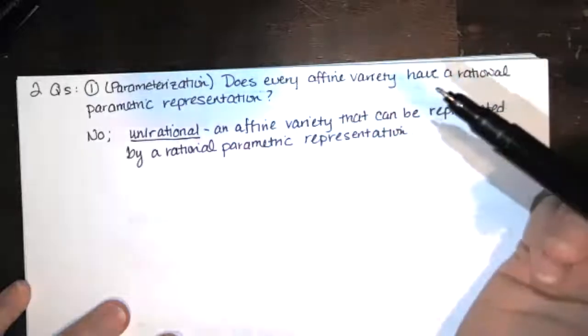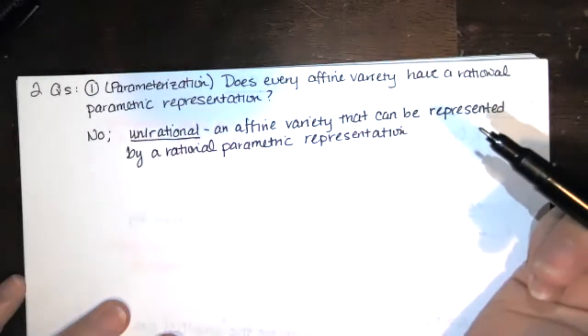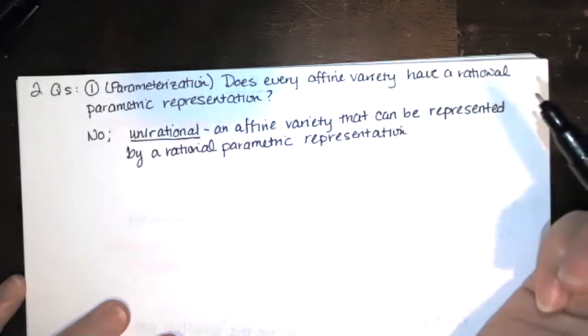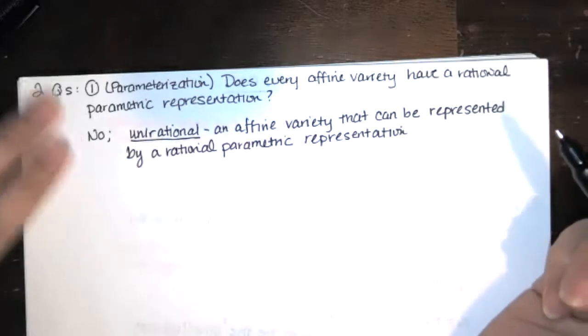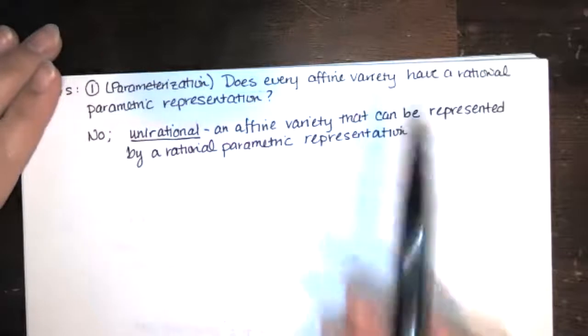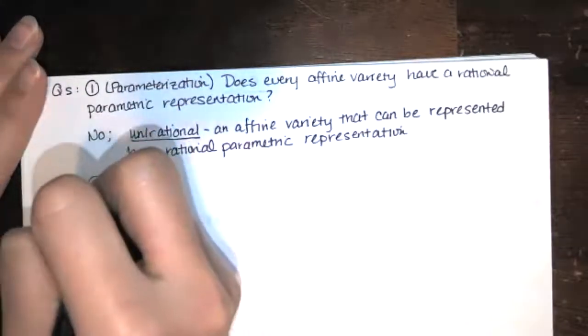So no, not every affine variety has a rational parametric representation. And it's really not easy to tell on the surface just by looking at the polynomial equations whether a particular affine variety has a rational parametric representation. So that's the first question. Does every affine variety have that representation? And we're going to say no.